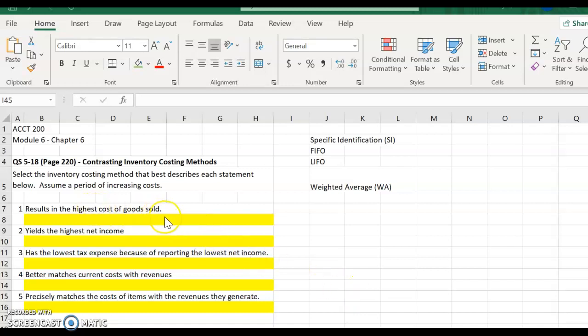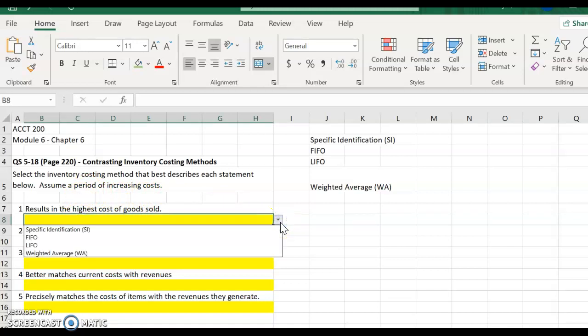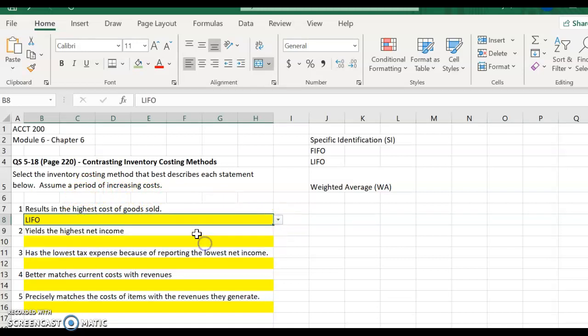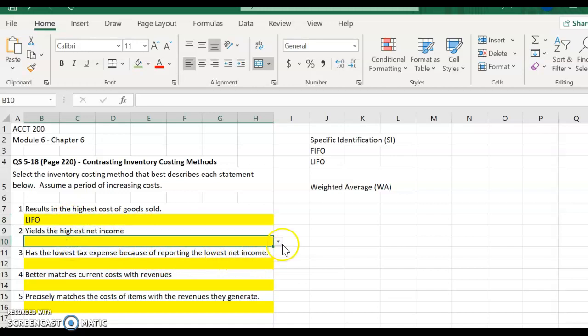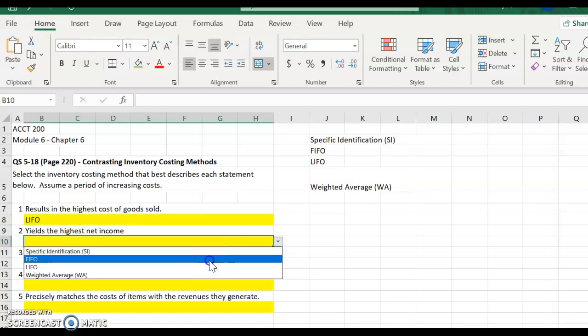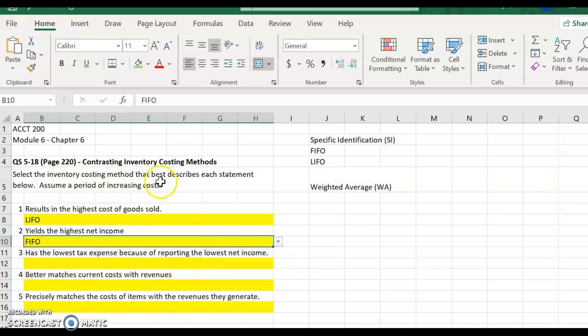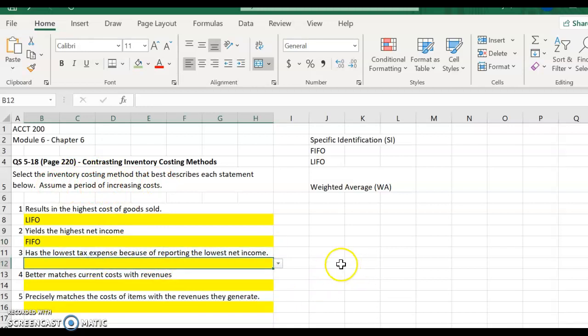Results in the highest cost of goods sold. And I think we're supposed to assume that prices are rising. So it results in the highest cost of goods sold. That is going to be the LIFO, last in, first out, because we're going to be costing at the higher value. Yields the highest net income, that will be FIFO. Yes, assume a period of increasing costs. Has the lowest tax expense because of reporting the lowest net income is LIFO.